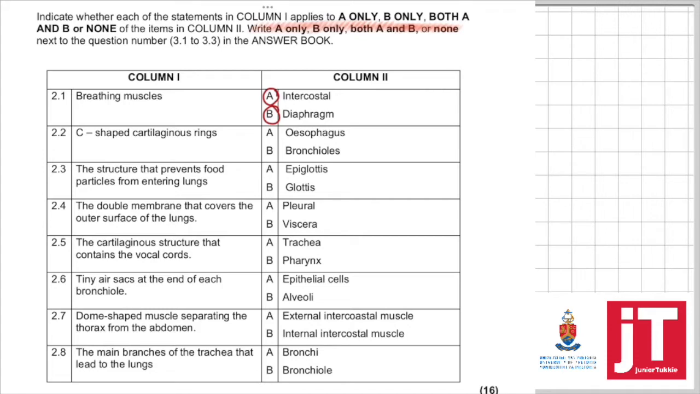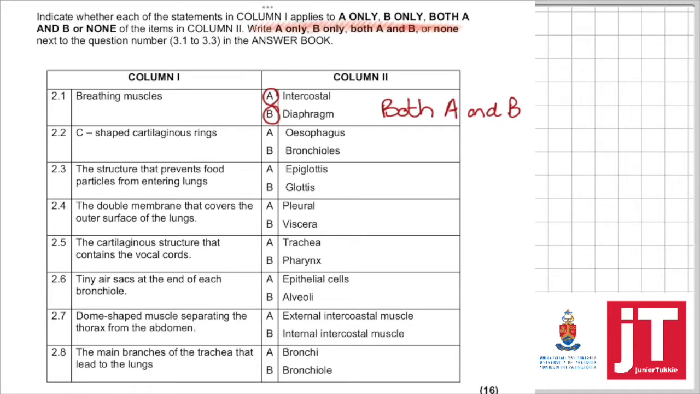All right, so if we look at column 1, in this case 2.1, it talks about breathing muscles, and we have the options intercostal and diaphragm. So if we look at options A and B, which of those best represents an answer to question 2.1? And here I would definitely say both A and B. Options A and B both link to the breathing system or breathing muscles, and we can have both A and B as the answer here.